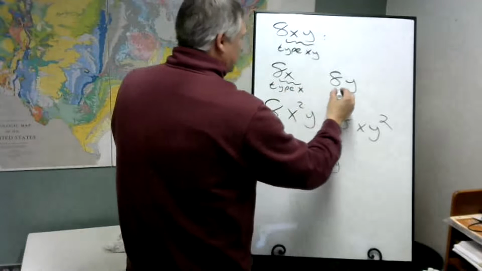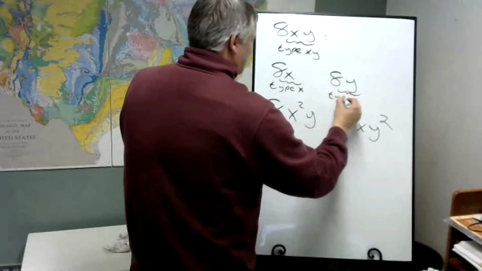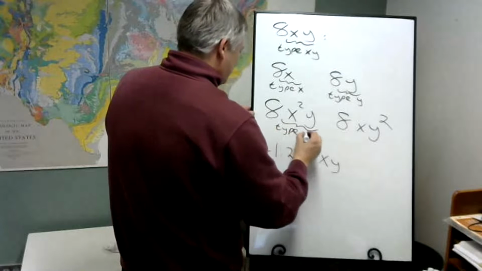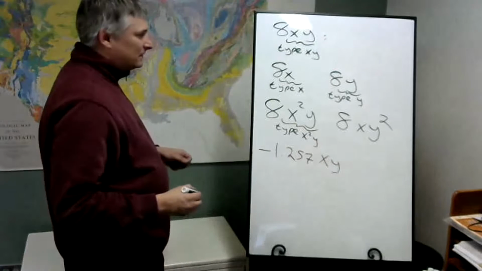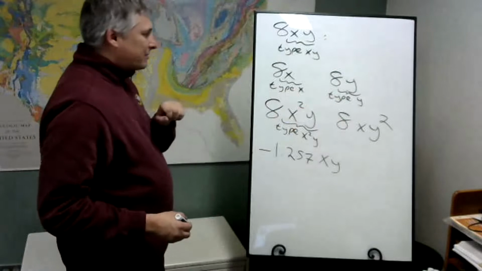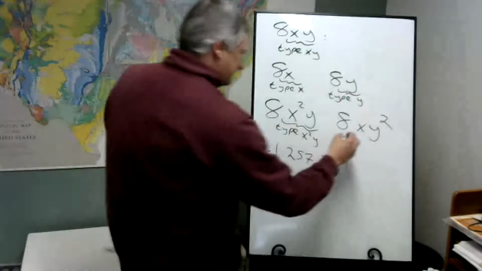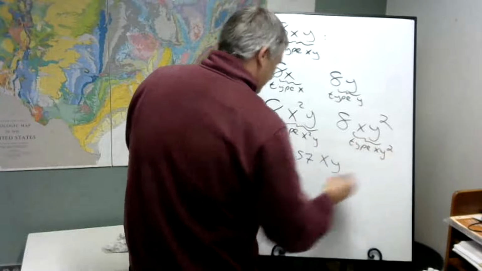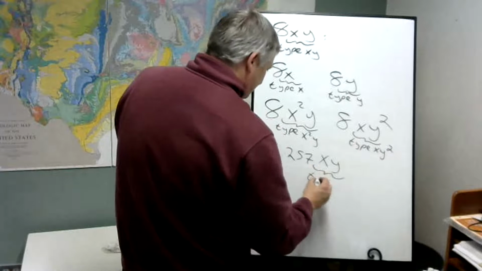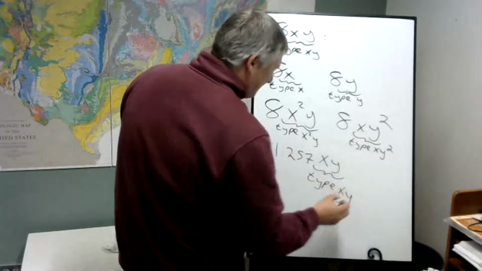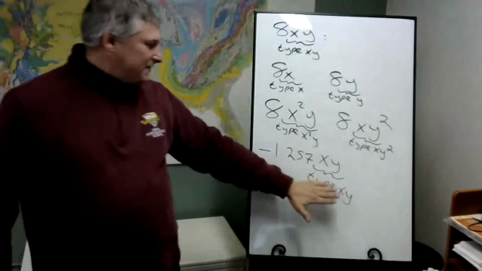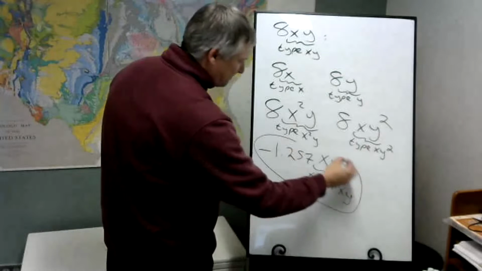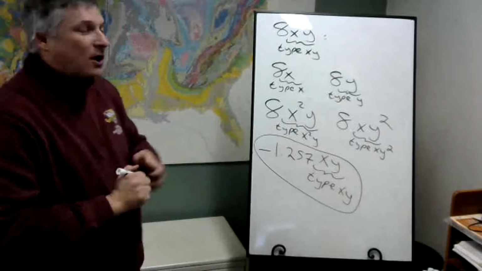This is a type X. This is a type Y. This is a type X squared Y. So type X, type Y, type X squared Y. I haven't found one of these yet. Type XY squared. And here we go. Type XY. So because this type matches that type, this is the like term. And that's how we can tell.